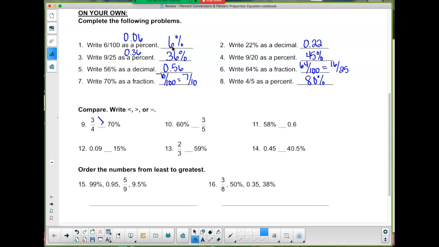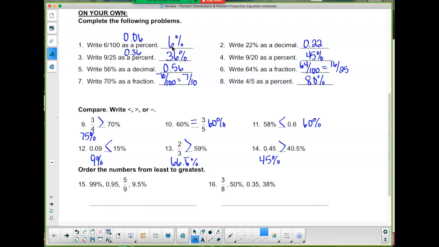Okay, number 9, you should have had greater than, because 3/4 is 75%, and 75% is greater than 70%. Number 10 is equal. 3/5 is 60%, so they're equal. 11 is less than. 0.6 is 60%. 58% is less than 60%. 12 is less than. 0.09 is 9%. 9% is less than 15%. 13 is greater than. 2/3 is 66.6 repeating percent. And 14 is greater than. 45% is greater than 40.5%. Any questions there?